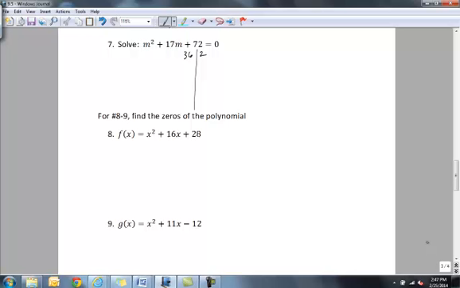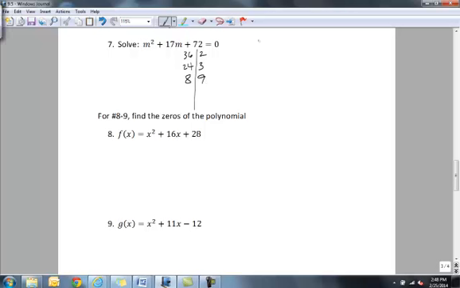Gosh, I'm trying to think about it. I guess 24 times 3. Yeah, 24 times 3, but those are going to add up to be 27. We're looking for 17. Man, I don't know. Have you figured it out yet? I hope you have. Of course, it's 8 times 9, right? 8 times 9 is 72. 8 plus 9 is 17.